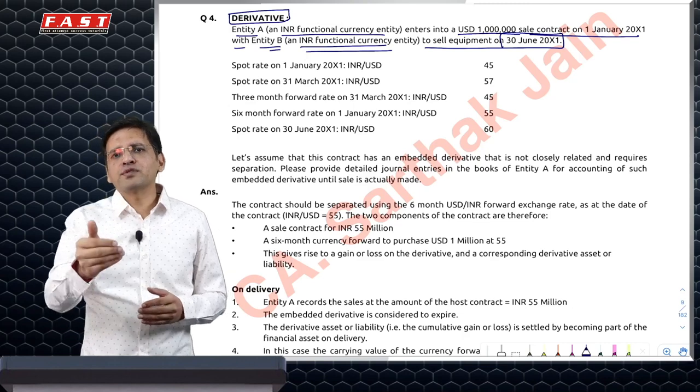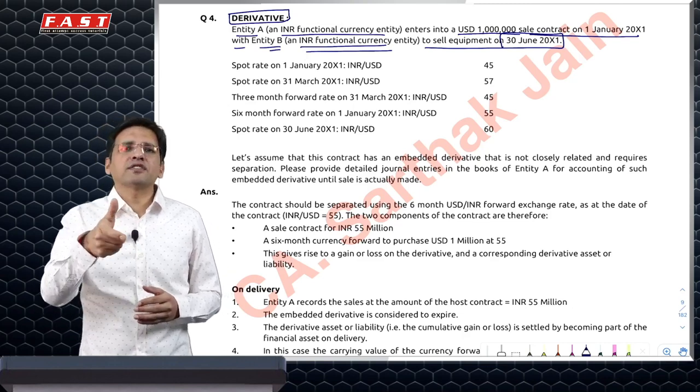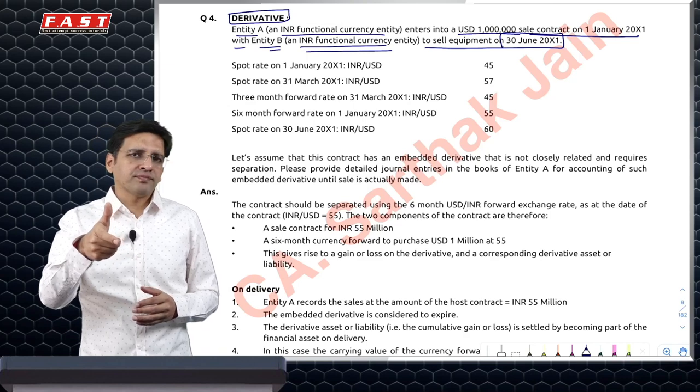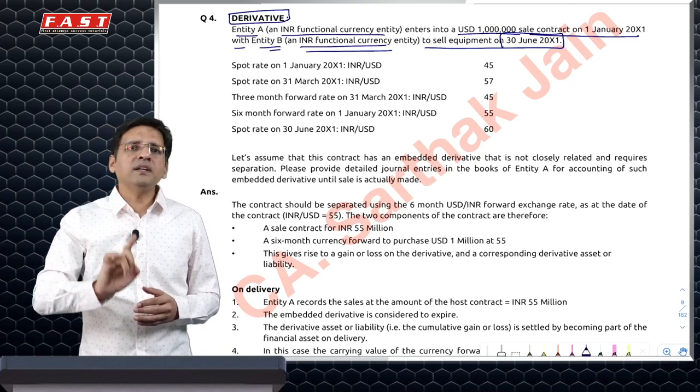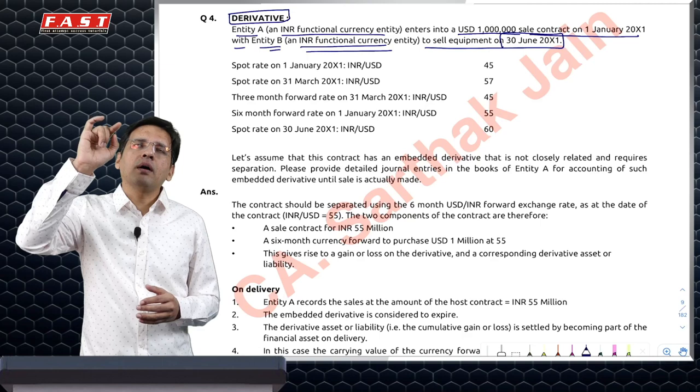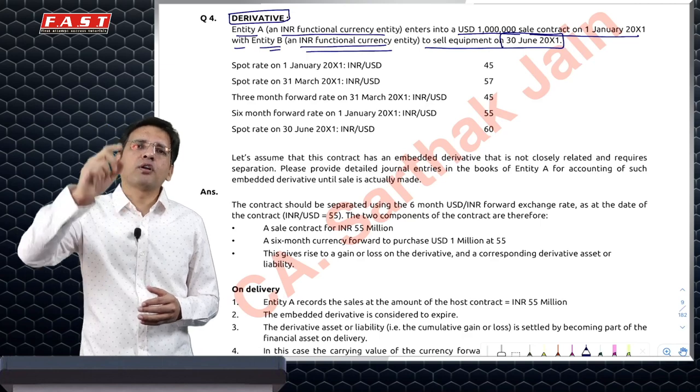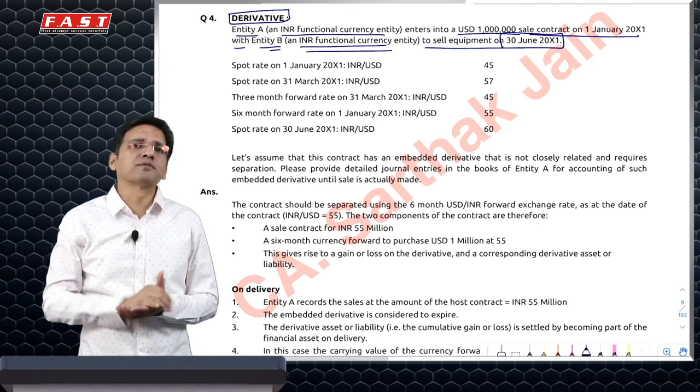I sold lectures to you at a consideration of $100 after 6 months. It means I was expecting the dollar to go up. I will make a profit if the dollar becomes dearer, that is, more expensive.